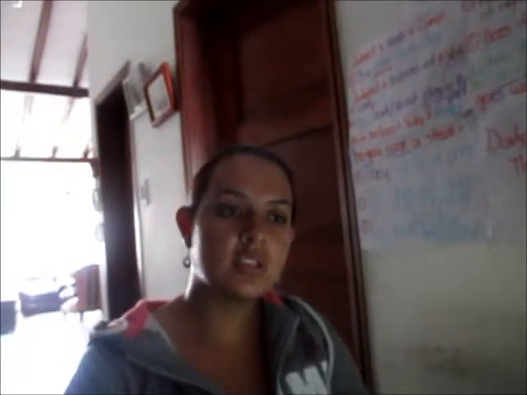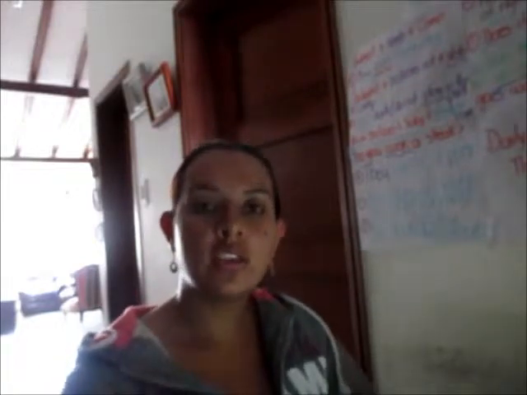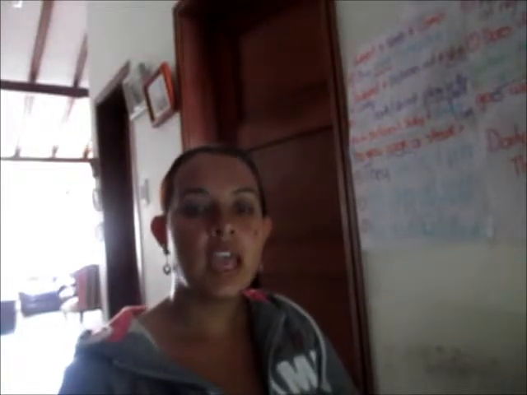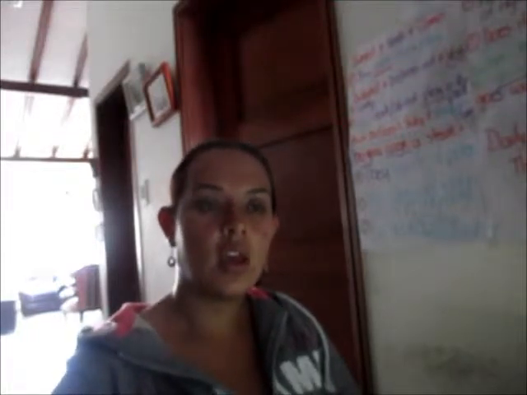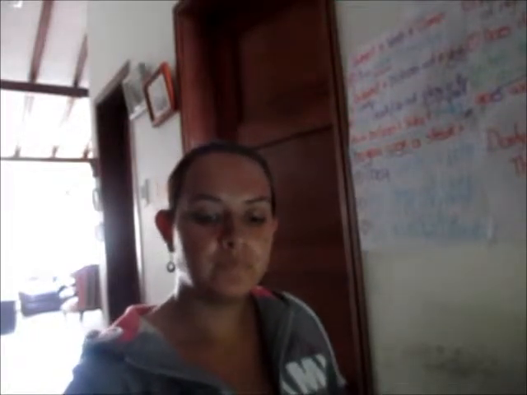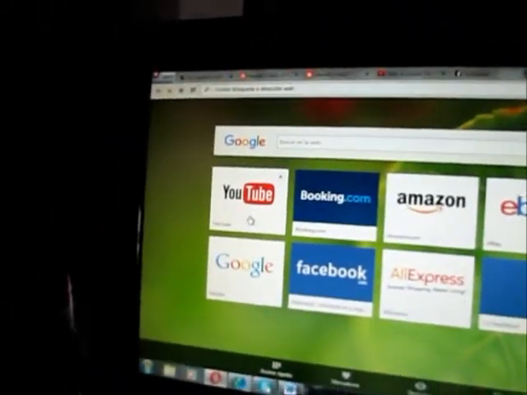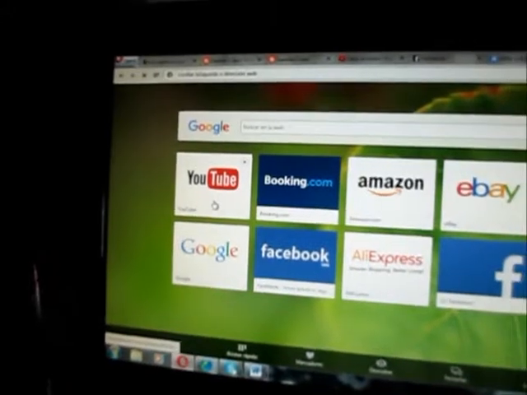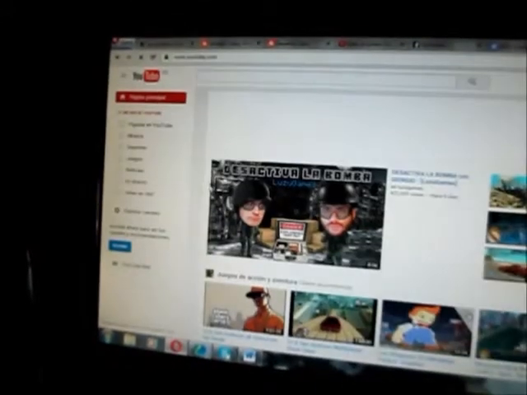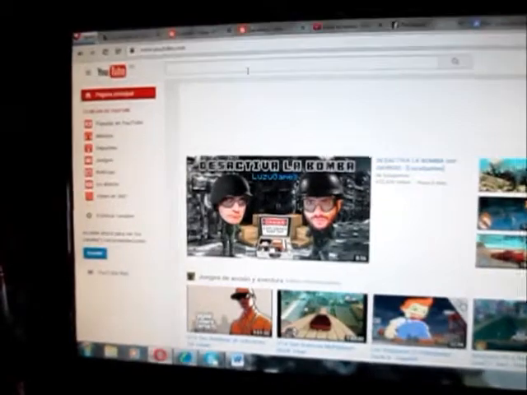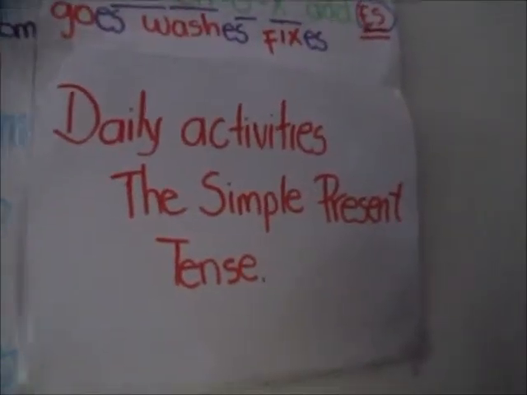When you finish the story, you need to go to a computer, enter the internet and go to YouTube. It's the same as this. Go to YouTube and write in this name: Daily activities, the simple present tense.